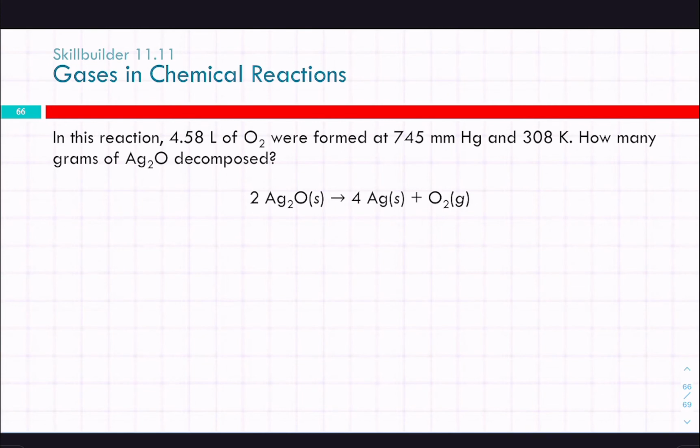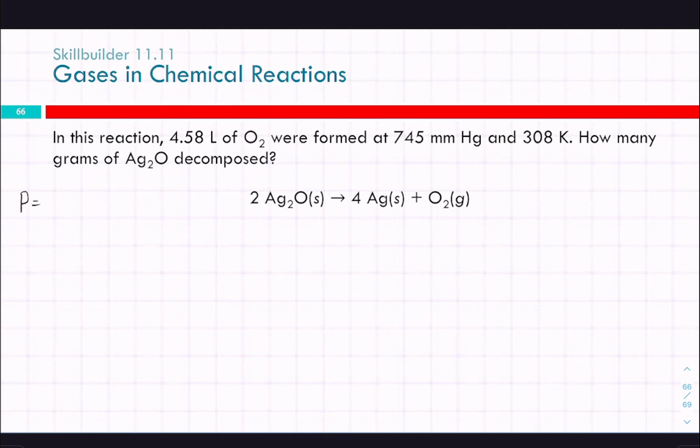So in this reaction, 4.58 liters of O2 were formed at 745 millimeters of mercury, 308 Kelvin. How many grams of silver oxide decomposed? So we had silver oxide, a solid, decomposing into silver metal and oxygen gas. So let's start just by writing these out.